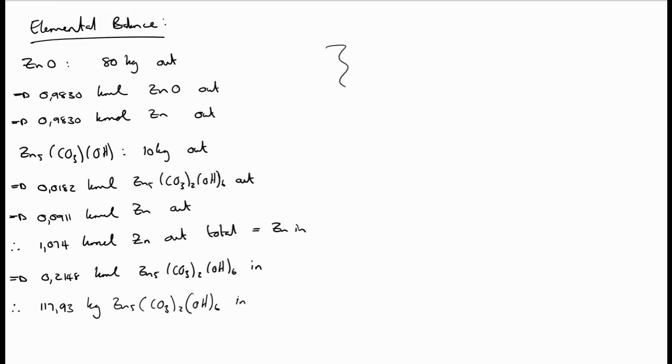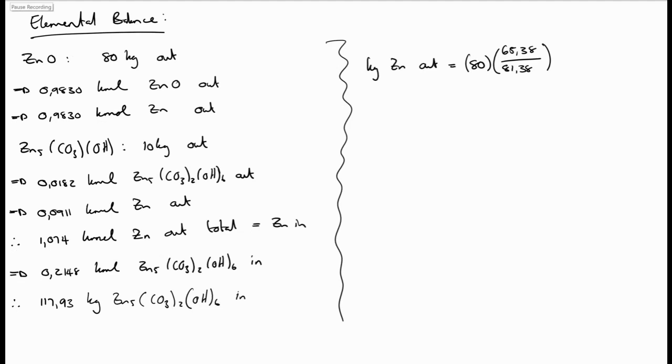Now we could also have done this slightly differently, still an elemental balance, but not doing it on a mole scale, doing it on a mass scale. First we need to calculate how much zinc is going out, and this we could do by calculating the zinc out as zinc oxide.